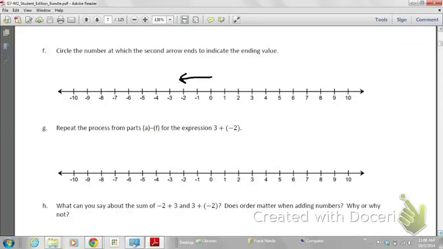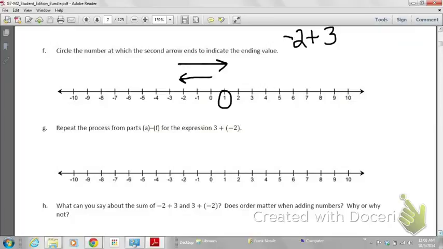We go 2 places to the left, because we are modeling -2 plus 3. So we started at 0, went to the left 2 places. Then we go to the right, starting at -2, because that's where I am right now. We go 3 places, 1, 2, 3, and that puts us at 1.